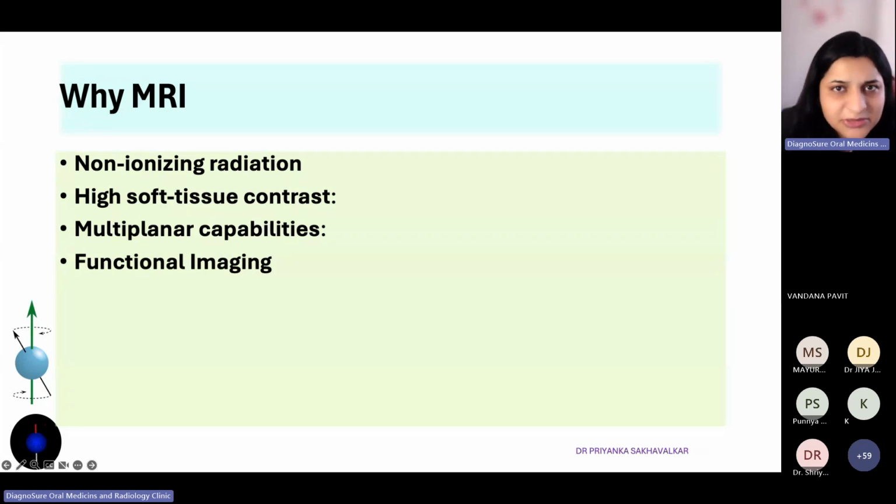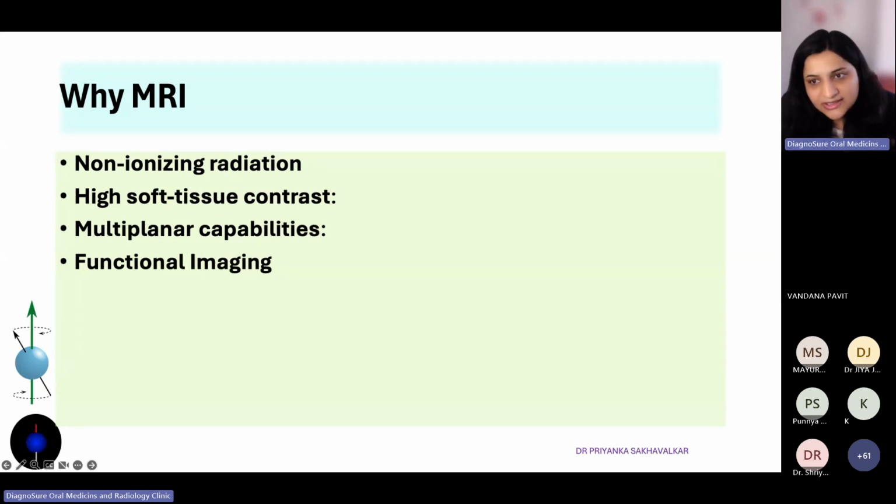So there are so many imaging modalities. Why MRI? MRI is nowadays the preferred modality because of several compelling reasons. First, non-ionizing radiation. Unlike CT scan and X-rays, MRI uses non-ionizing radiation, making it safer for repeated imaging, and it reduces long-term risk associated with radiation exposure.